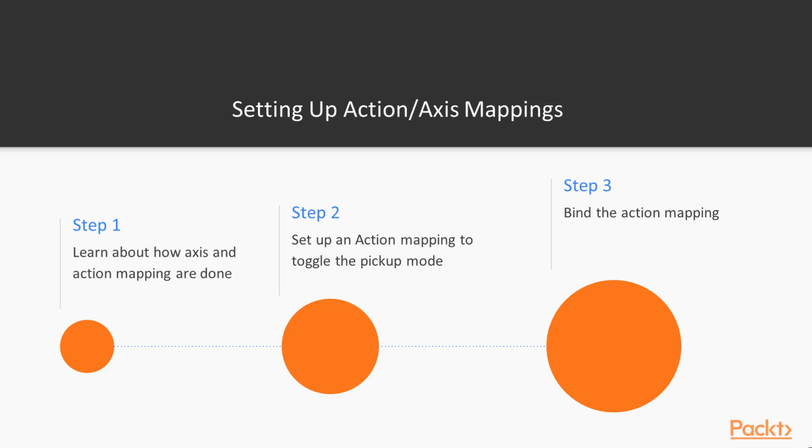As I mentioned, we have axis and action mapping as the two main ways that we could interact with objects in the scene and provide input to our system. First, we are going to learn about axis mapping and action mapping and how they are done. In particular, we're going to look at our character that already has axis and action mapping implemented. Then we are going to set up our own action mapping to toggle a pickup mode for our player. Basically, with pickup mode off, the player will not be able to pick up objects in the scene when he or she gets close to them. When we toggle pickup mode on, then the player could pick up objects in the scene. Then we bind the action mapping. So let's get started to implement our action mapping.